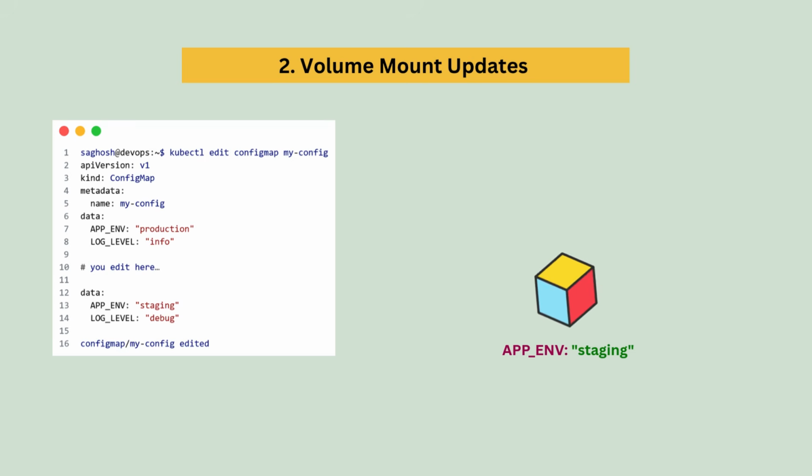So, unlike environment variables which require a pod restart, file-based mounts update on their own, making this method great for applications that read config files dynamically.